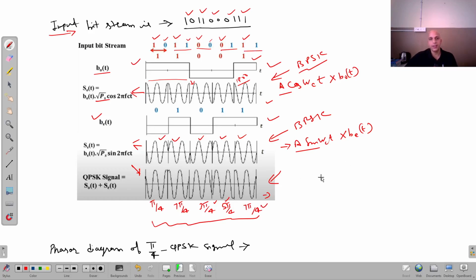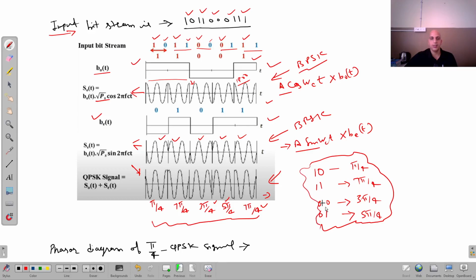So I can tabulate it here: 1 0, 1 1, 0 0 and then 0 1. Corresponding to it π/4, corresponding to it 7π/4, corresponding to it 3π/4, and corresponding to it 5π/4. So this is what we got here in this diagram, right? How we achieved it? We consider a bit stream, right?